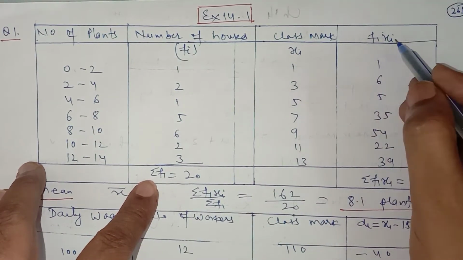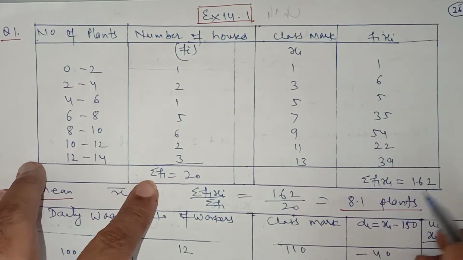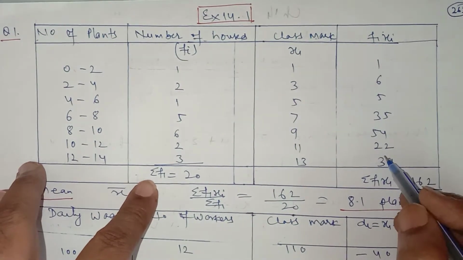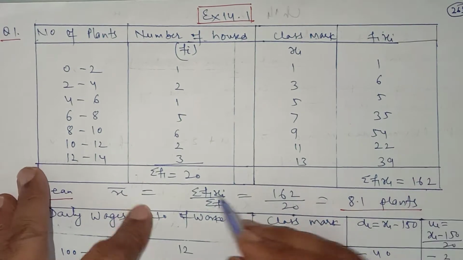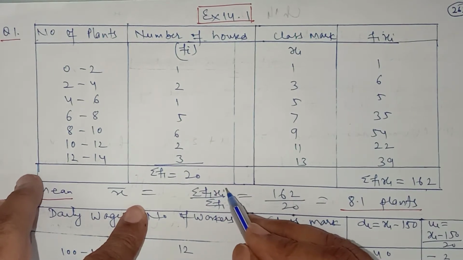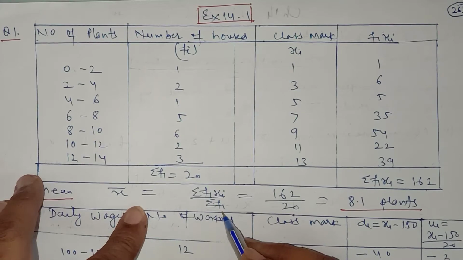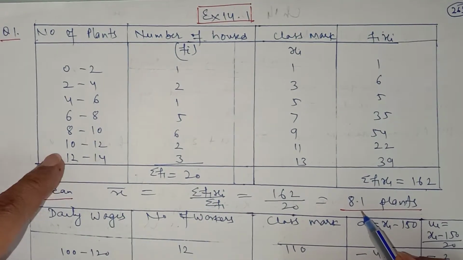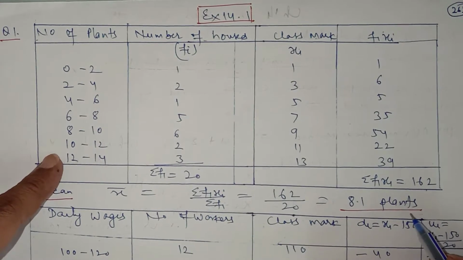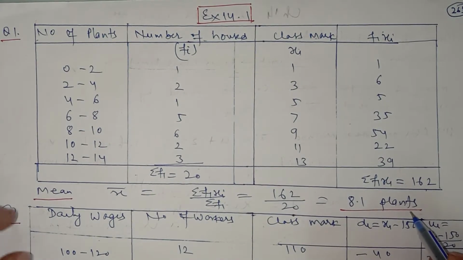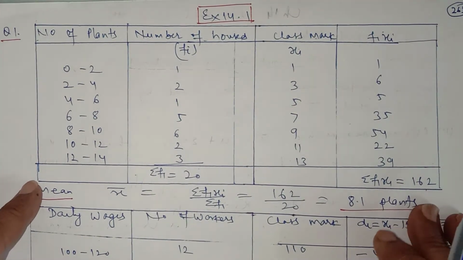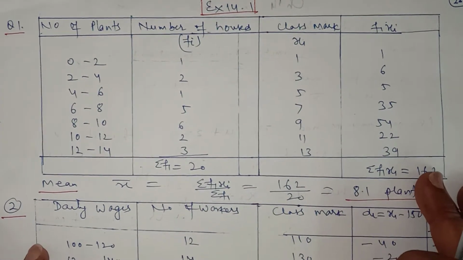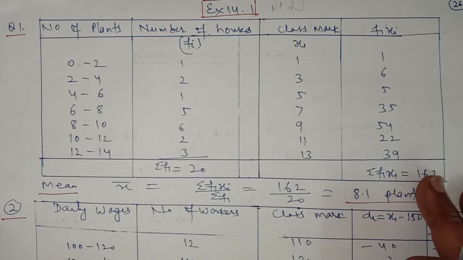Now the product of fi into xi is this, and the sum of this, summation fi xi, when you add all these, is equal to 162. So mean will be summation fi xi upon summation fi, which is 162 upon 20, equal to 8.1 plants. So there are 8.1 plants on average per house in the given locality. So this is question number 1 of your first exercise.